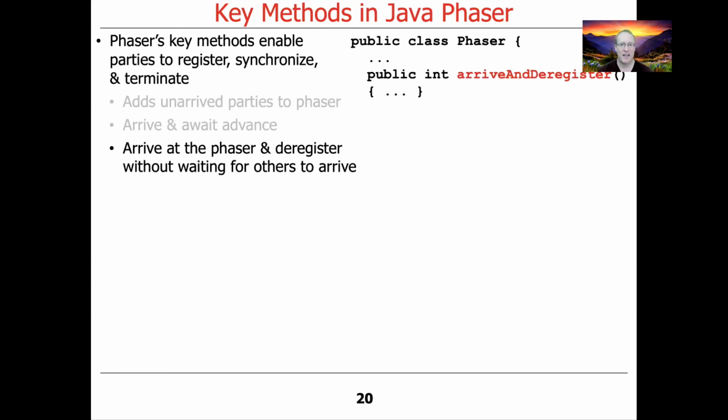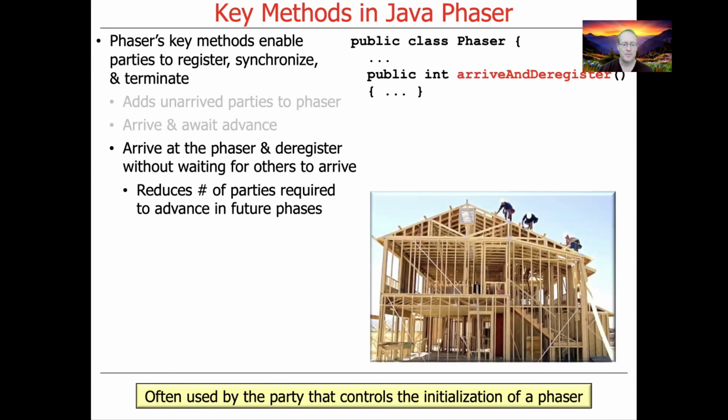There's also another method, believe it or not, called arrive and deregister. And this arrives at the phaser and deregisters without waiting for anything else to arrive. So it basically says, I'm here, and I'm not going to wait for anybody else, but just let you know I'm here. And this reduces the number of parties required to advance in future phases. So I guess it's kind of like the foreperson at a work site who shows up and says, okay, I'm here, just letting you know that the day started. I've checked a few things out, and now I'm gone.